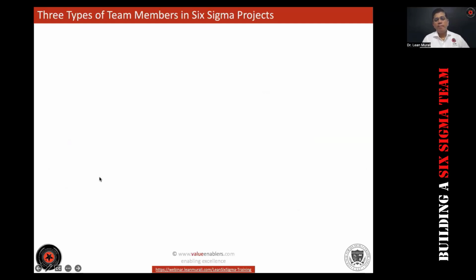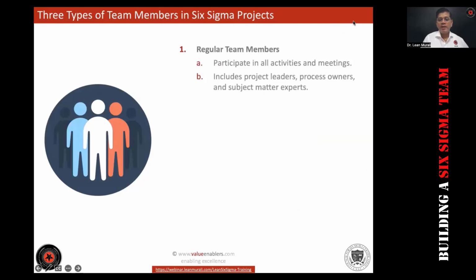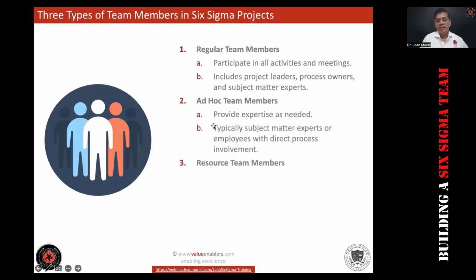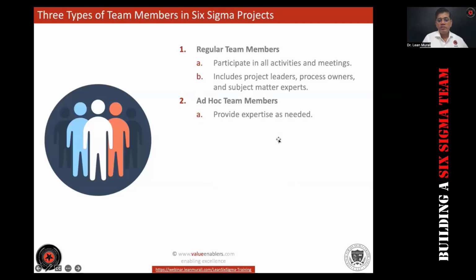There are three types of team members in Six Sigma projects. Let us see what they are. Regular team members who participate in all activities and meetings, ad hoc team members, and resource team members. All of you type, regular, ad hoc, and resource. RAR. Let me explain to you each of these now.